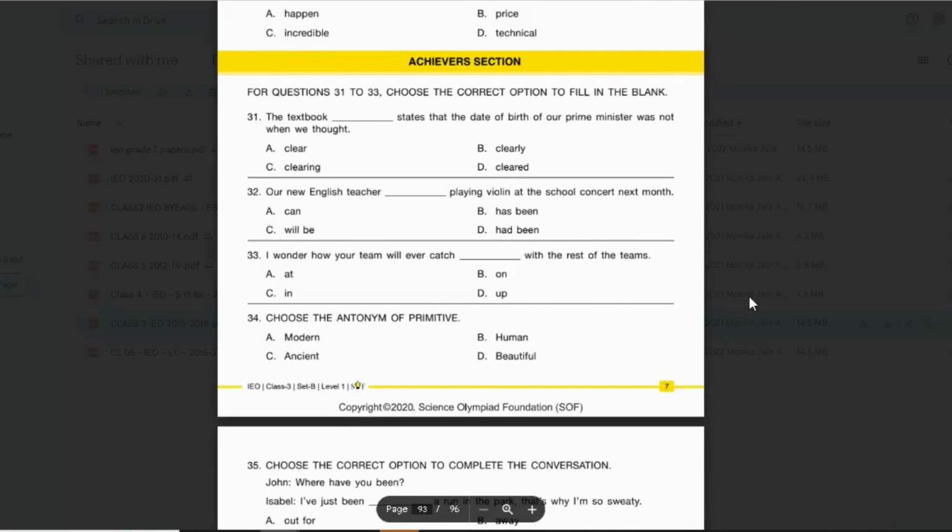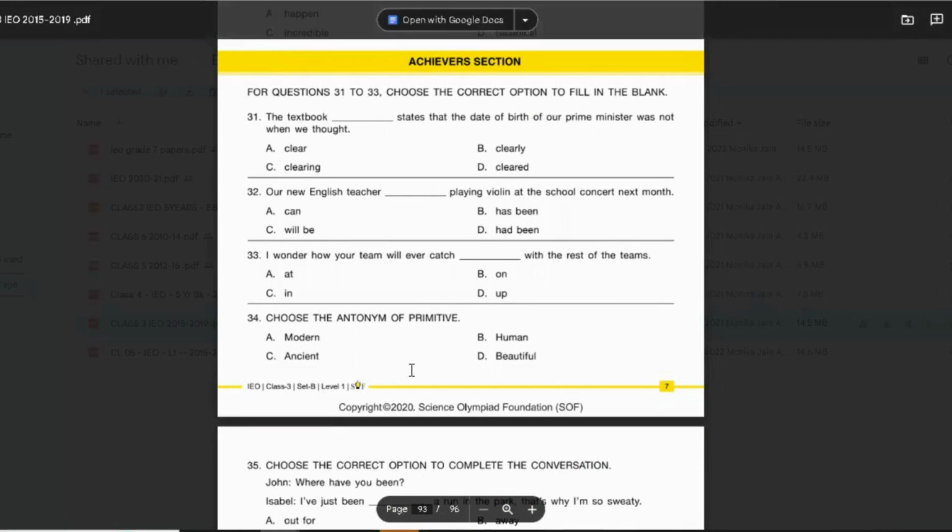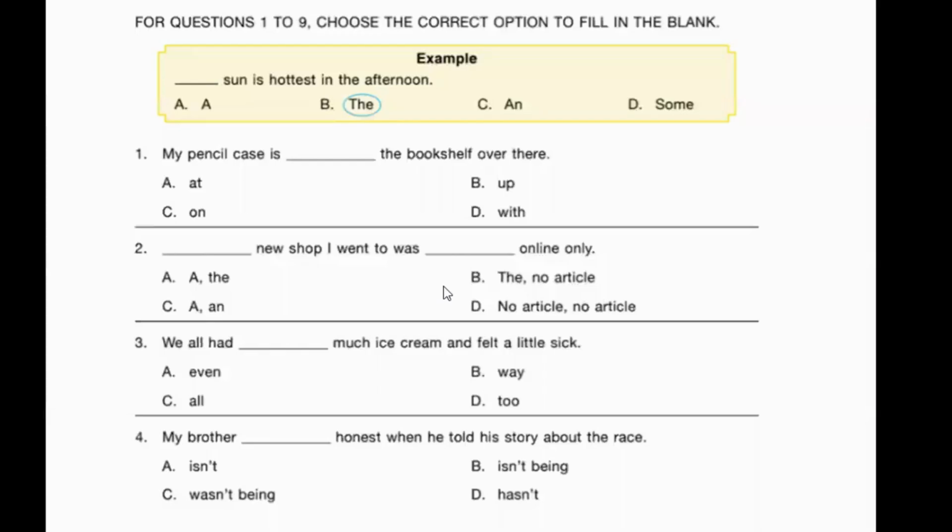Okay students, we'll start with the sample paper. We'll go through each and every section now and solve the paper. We'll start with the first section. As I told you, this is about grammar and vocabulary, where you'll get word and structure knowledge. For questions 1 to 9, choose the correct option to fill in the blanks.